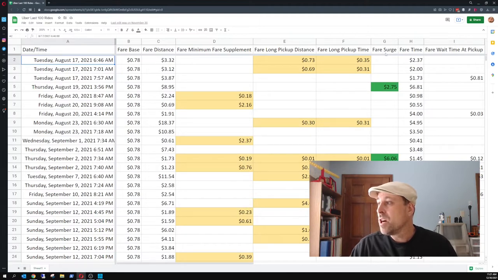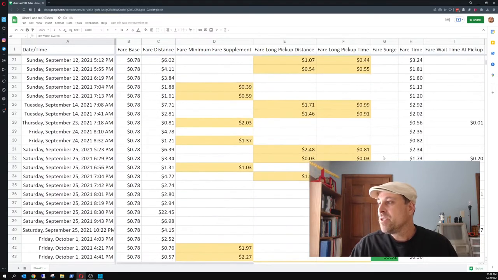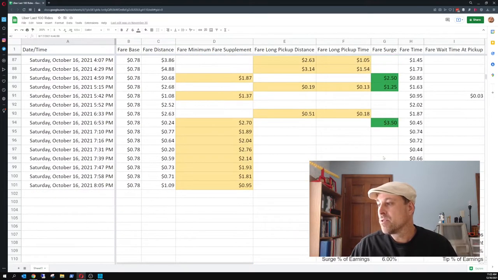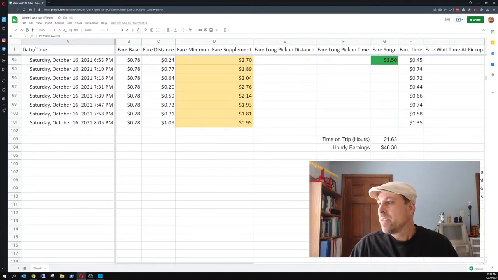All right, so let's look a little bit at some of this information here. I have a surge column here, wherever I received surge. And as you can see, there were not a lot of trips where I got surge. A total of 15 surges, 14.71% of the trips had surge. The surge was only 6% of my earnings.